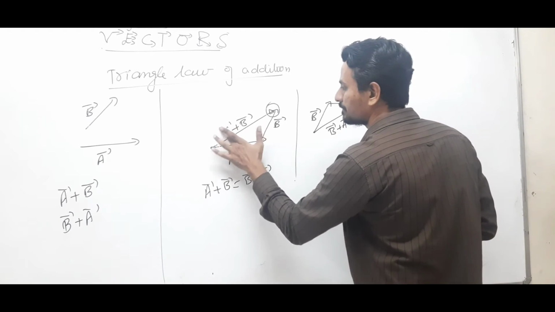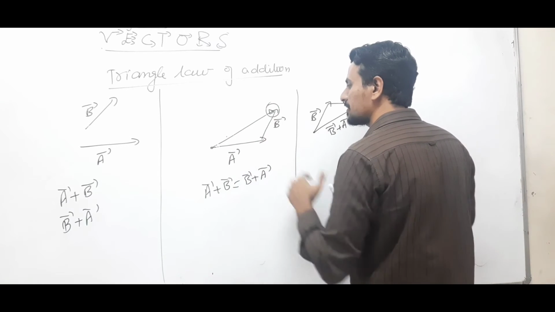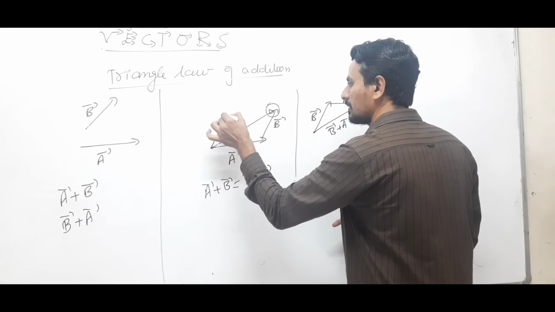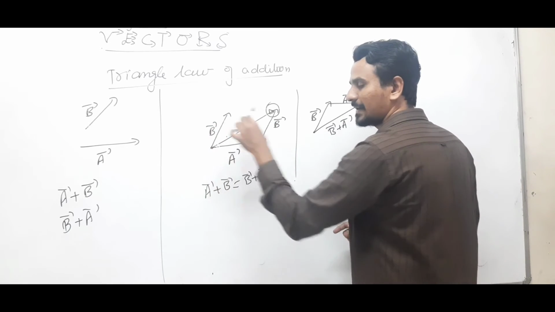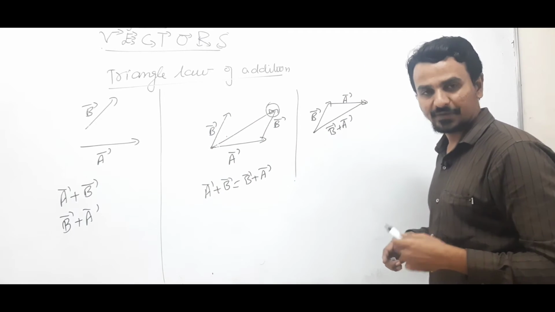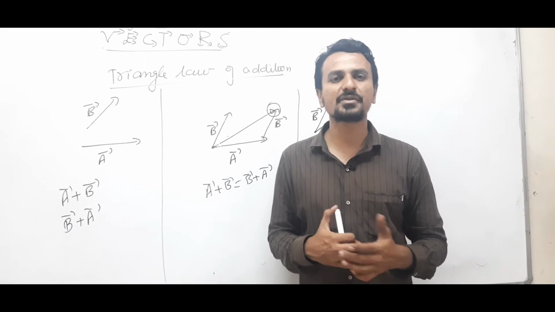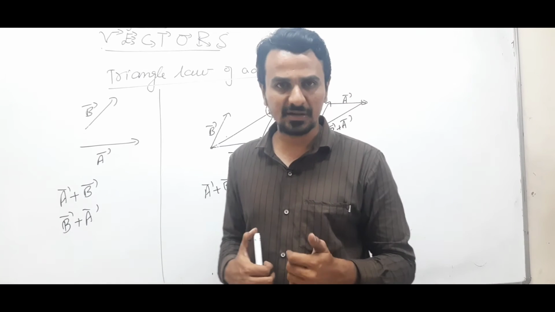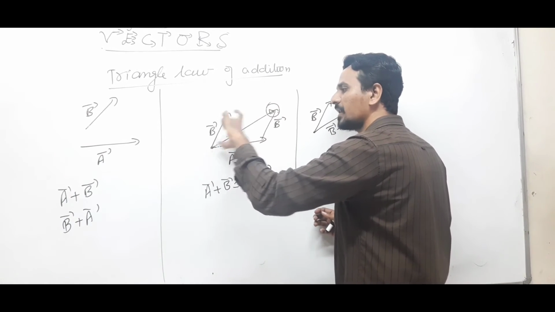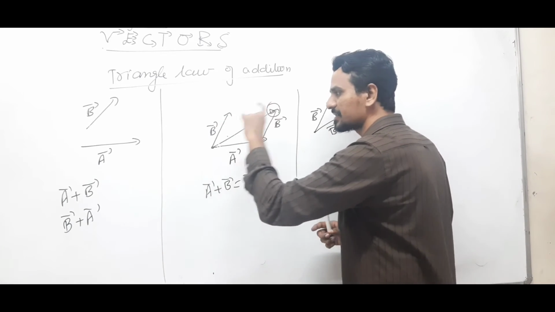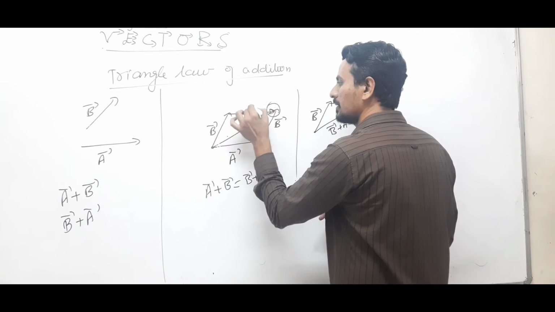Fine. See now, if this is vector B, this will also be vector B. They are known as equal vectors. We had discussed this in the previous lecture. What are equal vectors? Vectors whose magnitude is the same and whose direction is the same. So I didn't change the magnitude, nor have I changed the direction. If this is vector B, this will be vector B. If this is your vector A, this will be your vector A.